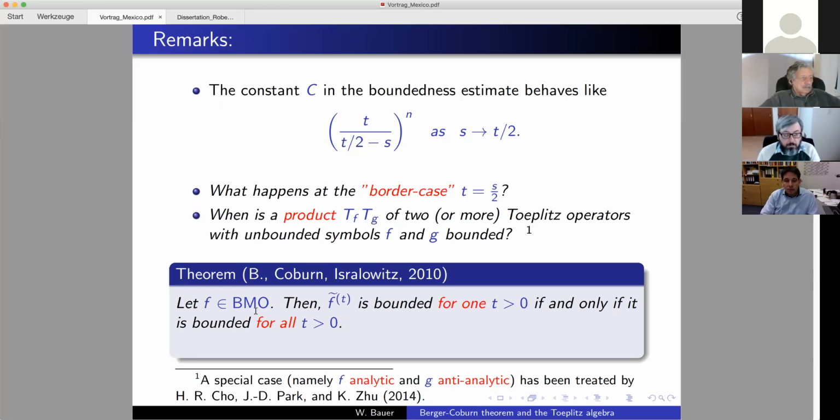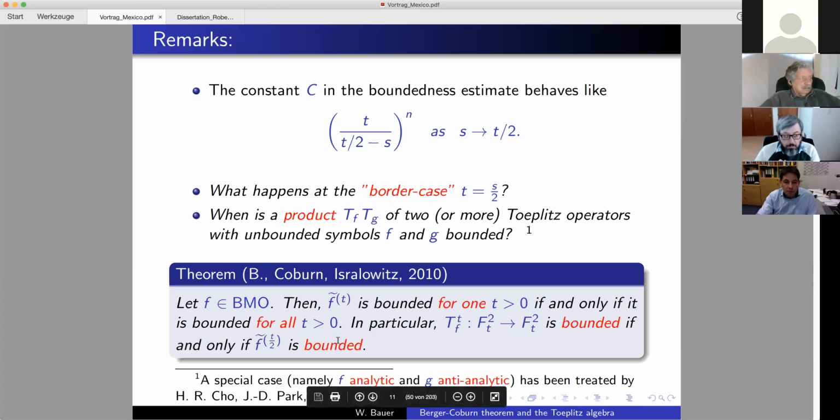And that allows you to improve the estimates, because you are allowed in the inequality to choose S wherever you want, smaller than T, very close to it. In particular, that tells you that in this case, for these symbols, this conjecture here is correct. So the Toeplitz operator with that type of symbol on the 2 Fock space is bounded if and only if the heat transform at time T half is bounded. That's true in that case. And I will use that theorem again for another purpose.